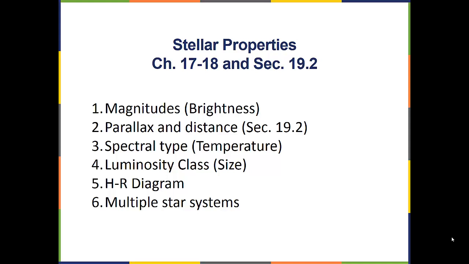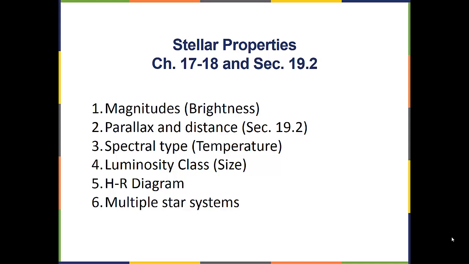In this video, I'll describe the basic properties of stars. First, I'll cover brightness and the magnitude system, and the parallax technique for measuring distances. Then I'll describe how astronomers classify stars. There's spectral type, which is related to temperature and color, and luminosity class, which is related to size. Then I'll talk about something called the HR diagram and what it can tell us about stars.